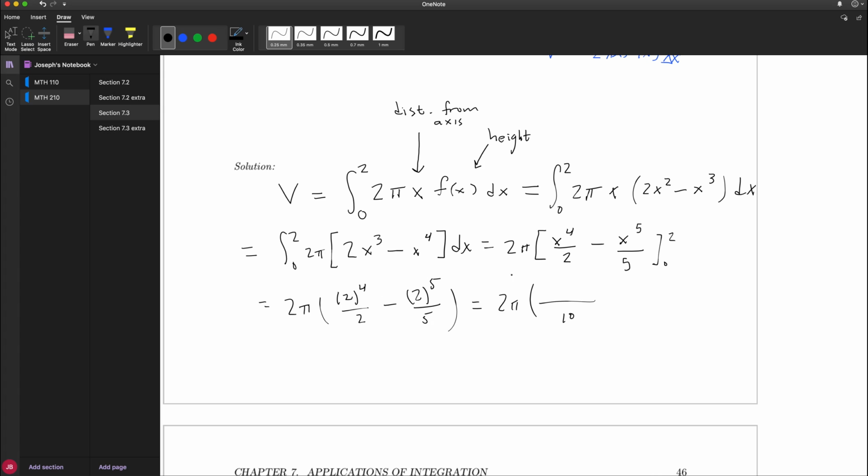Multiply that by the 5 and you get 80. Now 2 to the 5th is 32. Multiply that by the 2, you get 64. So we get 16 in the numerator, and this 2 will cancel with the factor of 2 in the 10. And so you get 16 pi over 5.